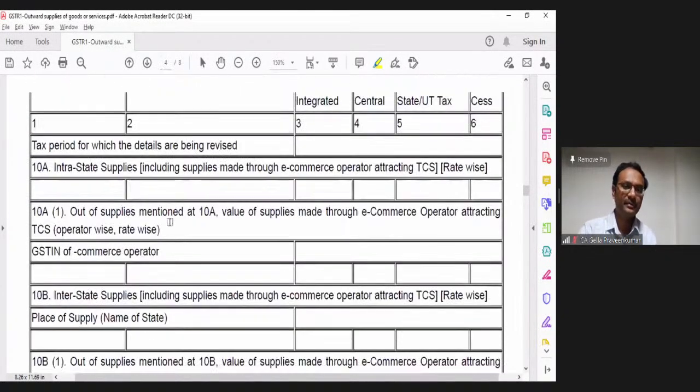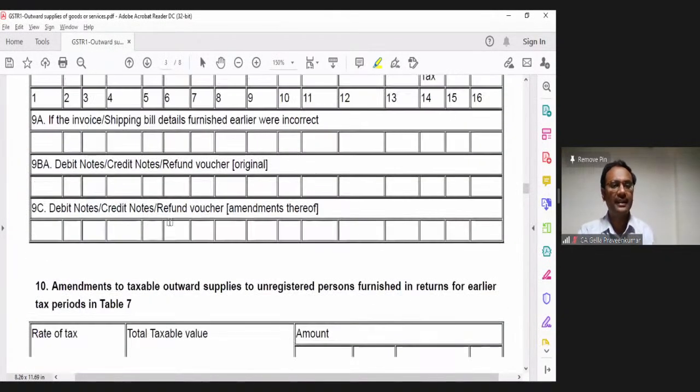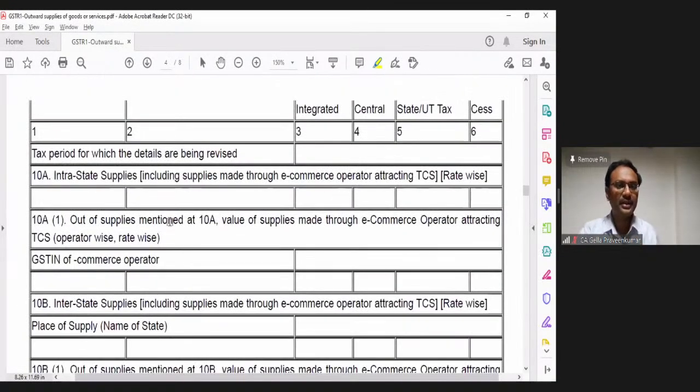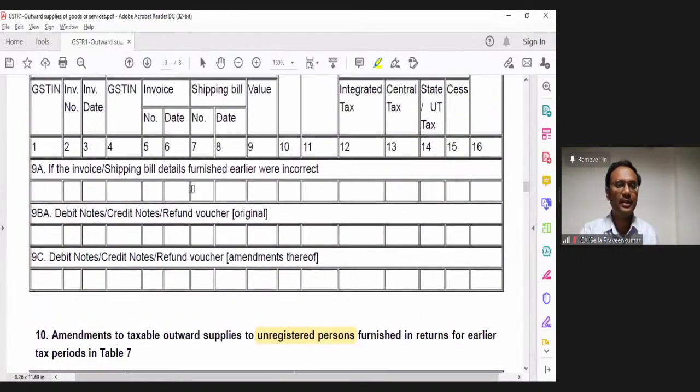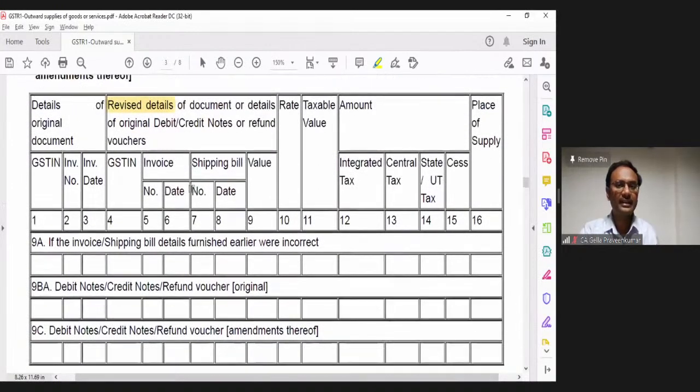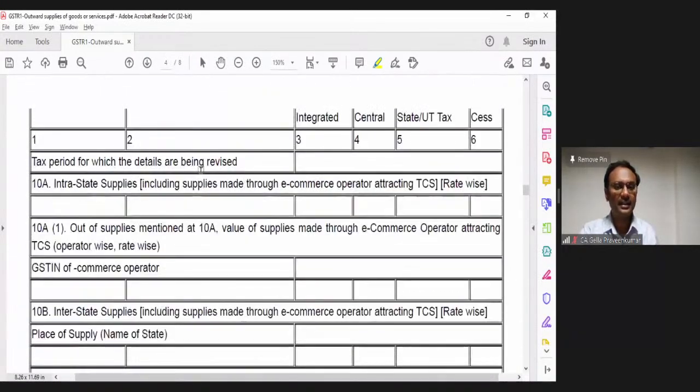Then we have something called advances. This is table 10, which talks about registered persons, and this table 10 is for unregistered persons.